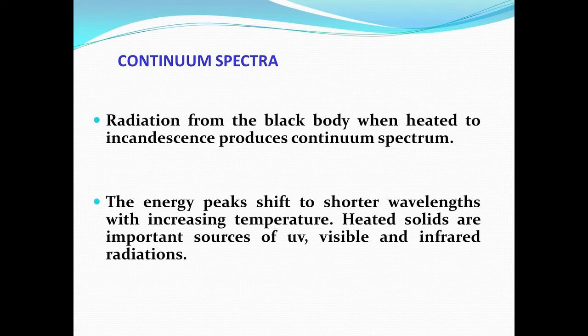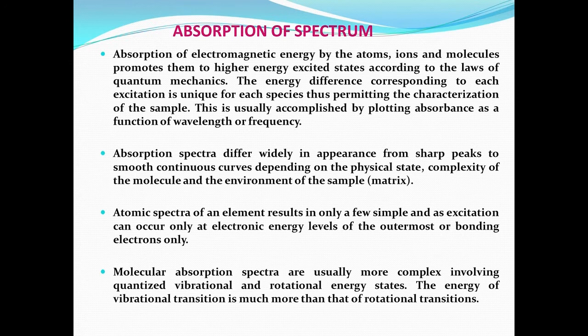This is again a very well known phenomenon defined as Wien's law, and heated solids are important sources of ultraviolet, visible and infrared, because it is a continuum spectra. So, if I want to generate electromagnetic radiation, suppose I want UV, visible, or infrared, what I have to do is just take a metal, heat it to incandescence, and I will get all the UV, visible and infrared radiation from the metal.